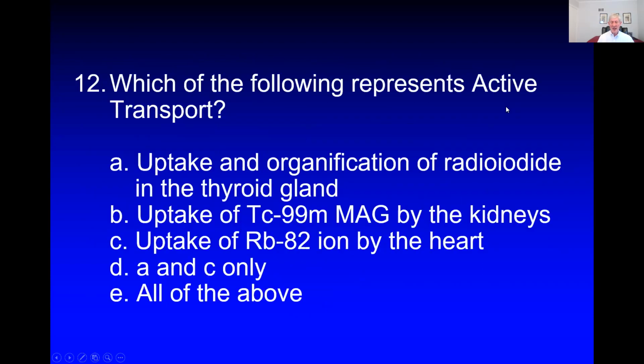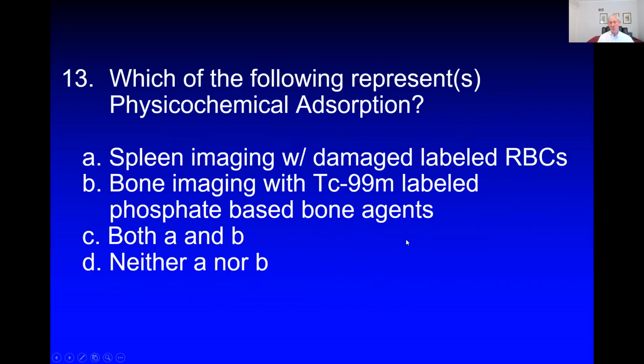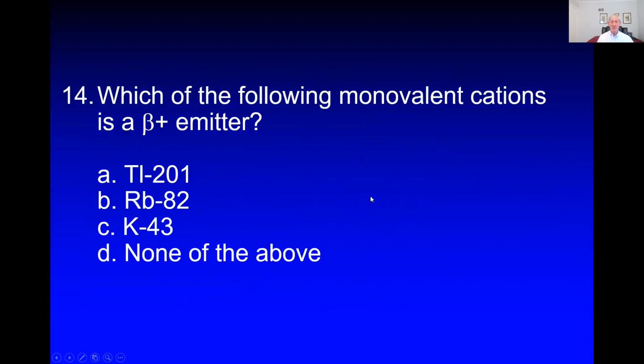Which of the following would be active transport? I think we've actually had most of this already. Iodide is a yes, MAG3 is a yes, and rubidium is a potassium analog, and that's also a yes. Those are all active transport. So choice E, all of the above. Which of these would be physicochemical adsorption? B only. Bone agents binding to the hydroxyapatite structure of bone.